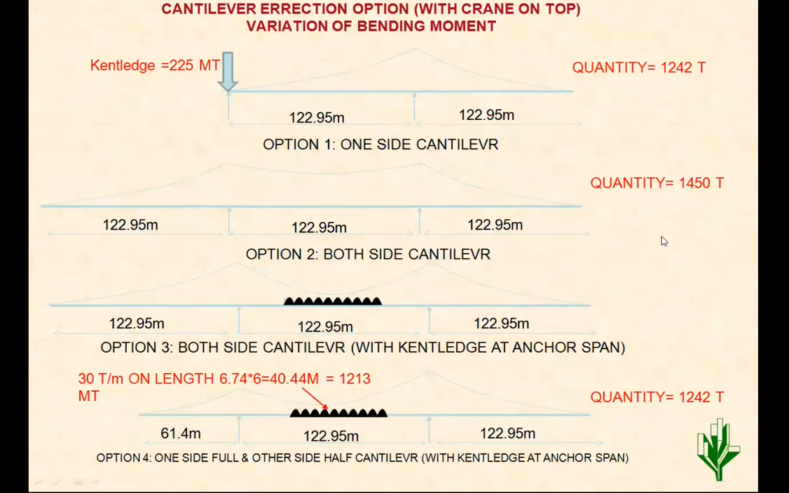So the same truss is analyzed for the next stage. That is, some weight has been proved. So this is the diagram for two cantilevers and the central span. Then some additional kentledge type load is given here. So the bending moment diagram will come down. Then again we'll find that the quantity is 1242 metric ton. But mobilizing that much weight on this span may not be feasible. Then what is to be done? Then some option was tried, like one span is done in full, one span is done half, and some part kentledge is given. So that kind of study is also done.